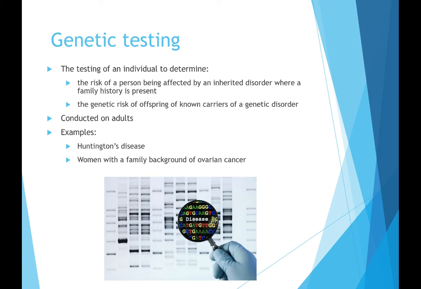So the testing of an individual to determine the risk of a person being affected by an inherited disorder where a family history is present, and the genetic risk of offspring of known carriers of a genetic disorder. This is genetic testing and the reason why we do genetic testing. Genetic testing is conducted on adults or non-infants, like I like to call us. And there are examples of genetic testing such as Huntington's disease, testing women with family background of ovarian cancer.